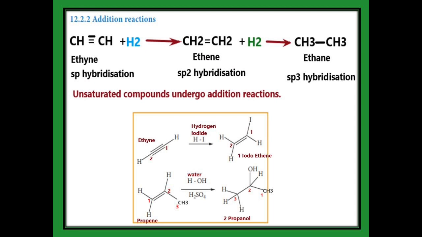The next one, propene. How is it propene? I indicated numbers 1 2 3. The first and second carbons contain a double bond, so 3 carbons is prop and double bond means ene, so it is propene. Then propene is added with water, HOH. One H is added to the first carbon and the OH is added to the second carbon, we get 2-propanol. I indicated numbers 1 2 3. The second carbon possesses the OH group, so it is 2-propanol.